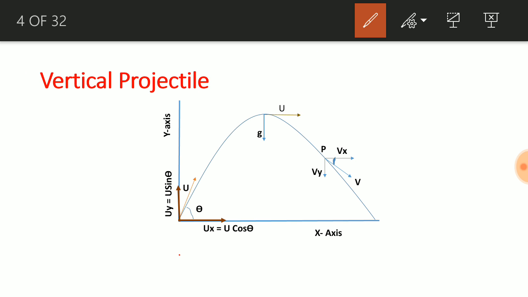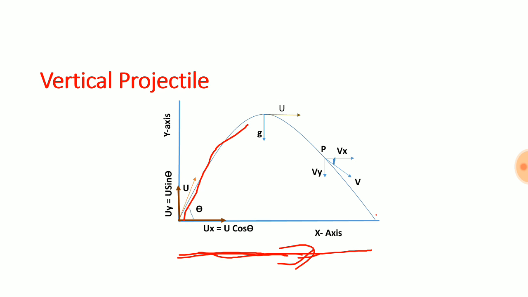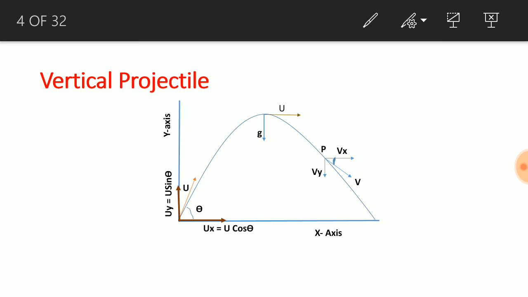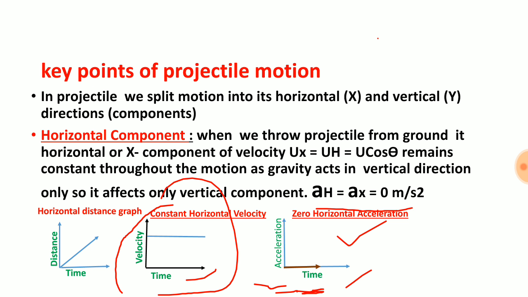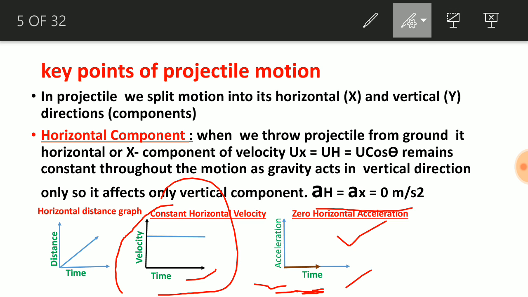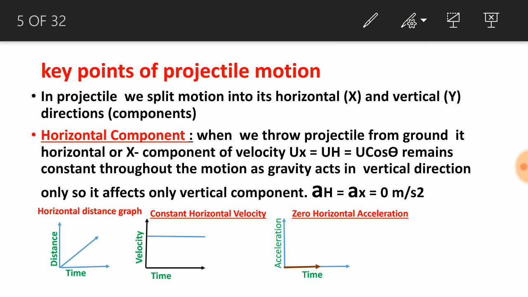Now the body is gaining some distance towards the x-axis. This is the distance towards the x-axis. When a projectile reaches here, the body will reach here towards the x-axis. When it comes here, then the body will reach here. This is the distance traveled towards the x-axis. So when time increases, the distance traveled towards the x-axis also increases. Because of that, this first graph represents distance versus time. As time increases, the distance also increases. This is horizontal distance increasing.